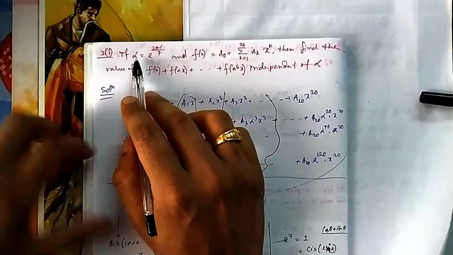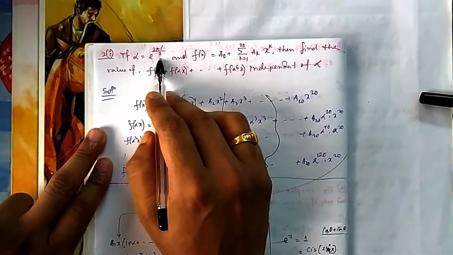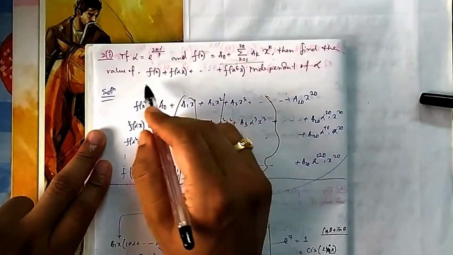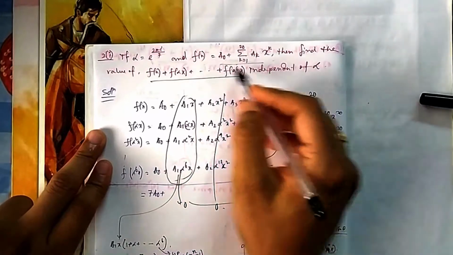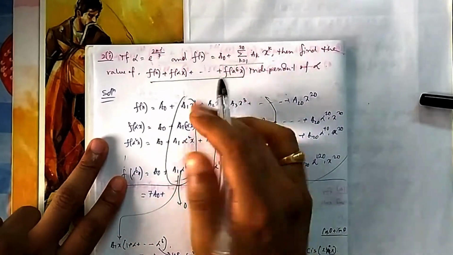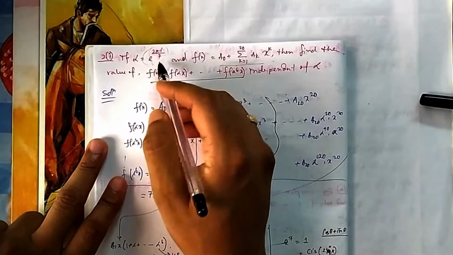2a, if alpha is equal to 2 pi i by 7 and f(x) equal to this, something of this fashion, then find the value of this. So first let me write all these things. What do these things mean? Then we will see, because once I see this one, I have something conclusive.